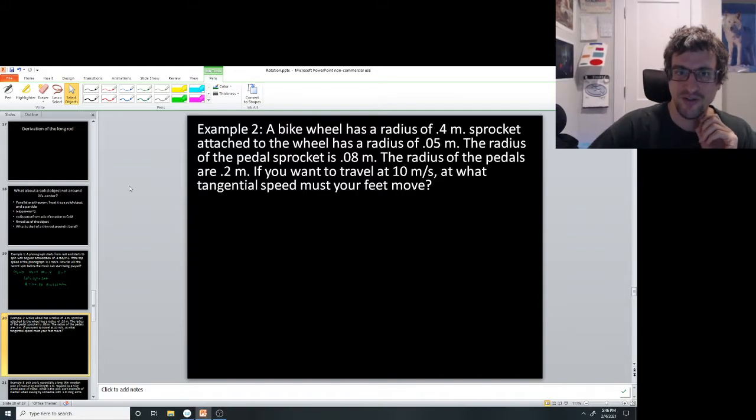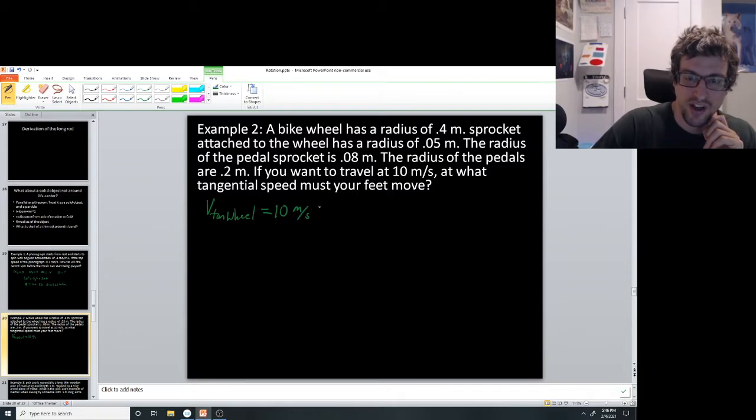So the first thing to understand here is that if we're biking, then the speed of the wheel, the tangential speed, v tangential of the wheel, is equal to 10. That's the 10 meters per second. What that means is that then I can get the omega of the wheel, because v equals omega r. So with that, I can get the omega of the wheel is 25 radians per second.